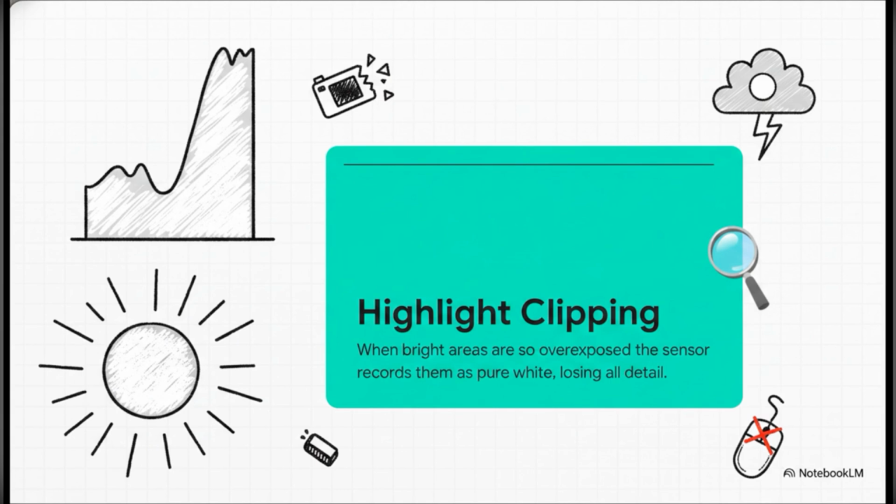Just remember this rule. Light is data. And once your light data slams into that right wall and spikes into pure white, it is gone forever. No amount of dragging exposure sliders in Lightroom or Photoshop can save detail that your sensor literally never recorded. Once it's clipped, it's clipped.